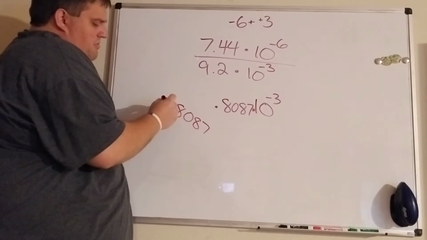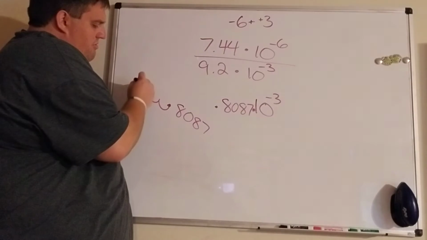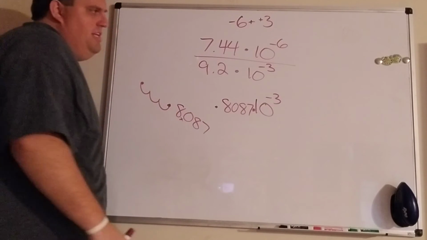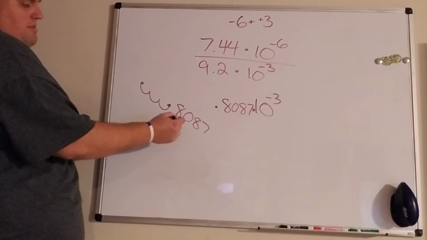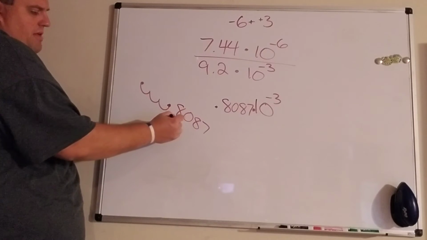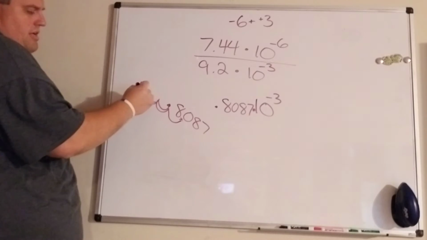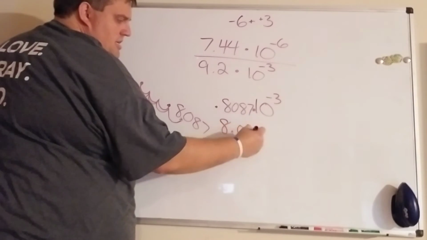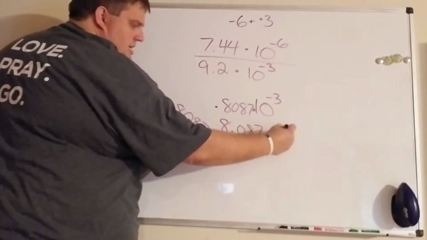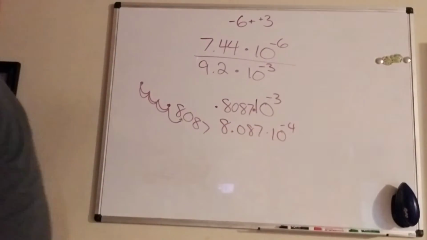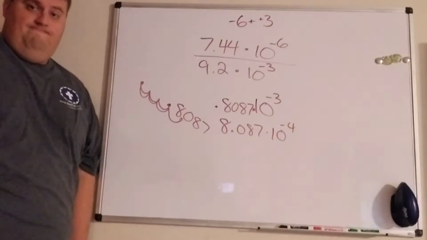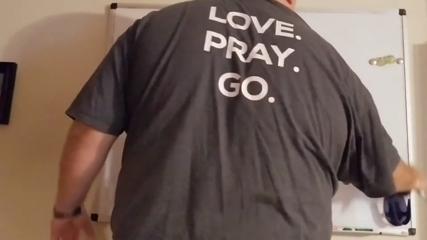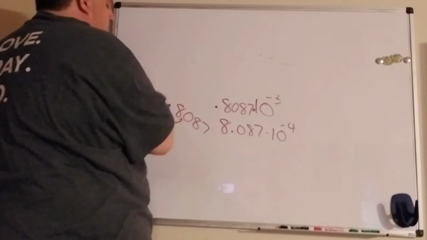This says move the decimal 3 spaces left. 1, 2, 3. But I actually want my decimal to be right here after the 8. So if I want it to be after the 8, I'm going to just count again from there. 1, 2, 3, 4. So when I move my decimal point, it's going to be times 10 to the negative 4th.